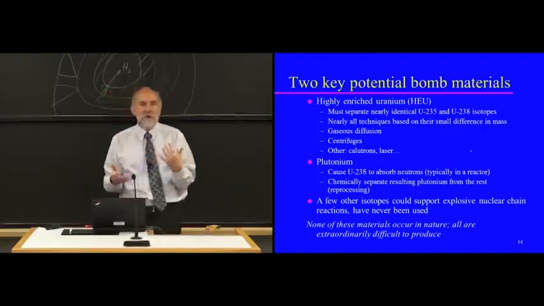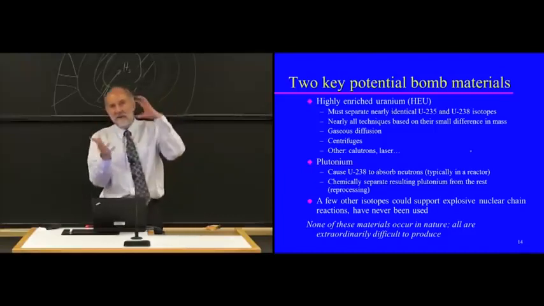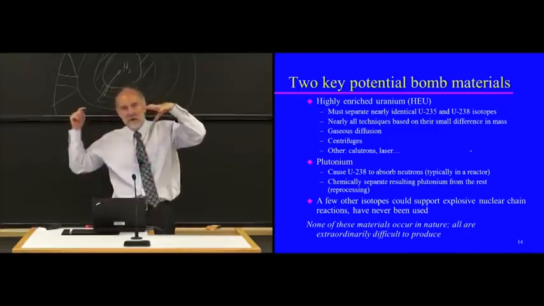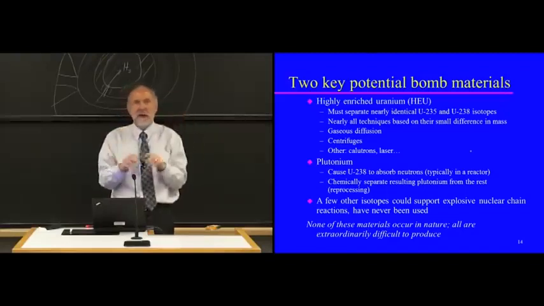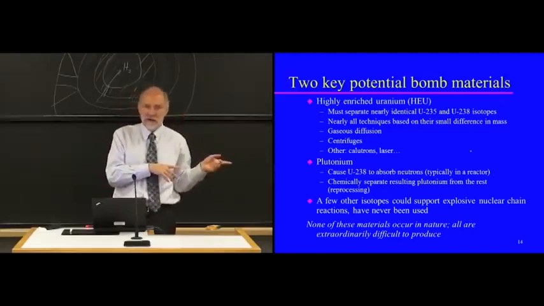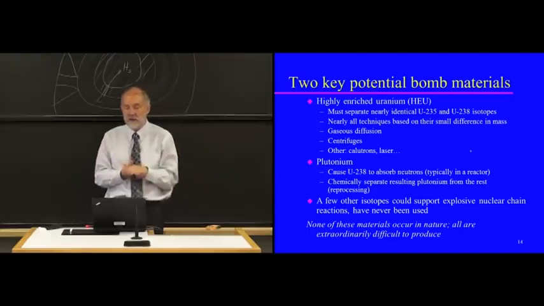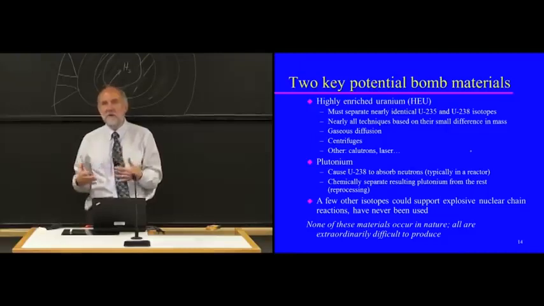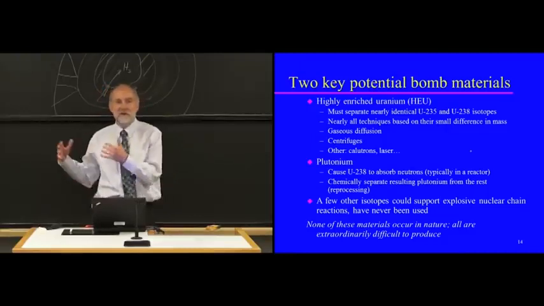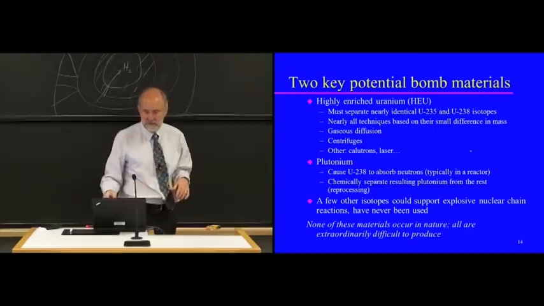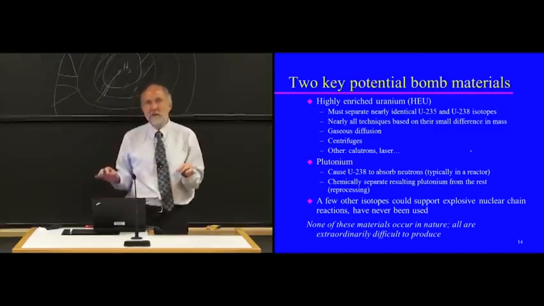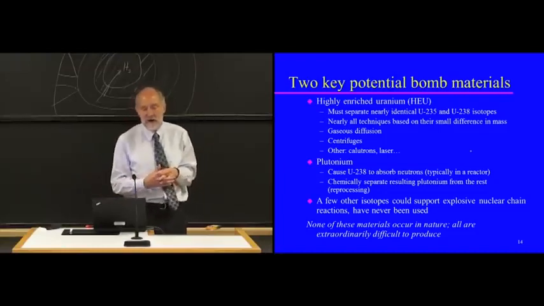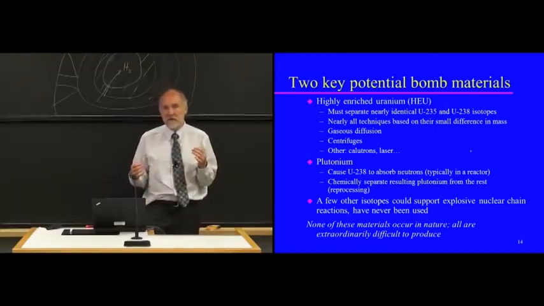There are a few other isotopes that have this property, that they are big and unwieldy enough that when a neutron hits them, they'll split and release more than one neutron so that you can have a chain reaction. But there aren't any others that have ever been used for stockpiled nuclear weapons in a state. Now, the key point is none of these materials occur in nature. There isn't a rock you can turn over that will have highly enriched uranium or plutonium in the rock. All of them are extraordinarily difficult to produce.